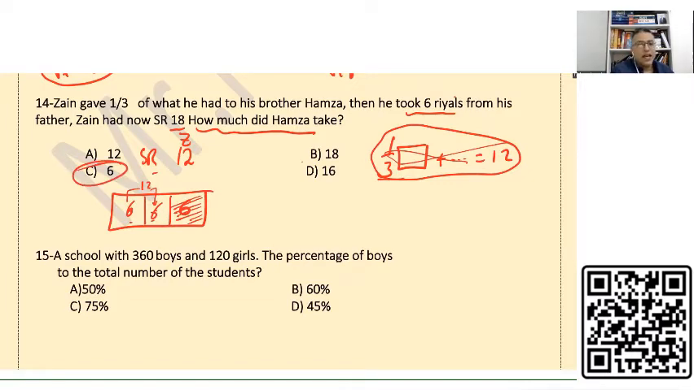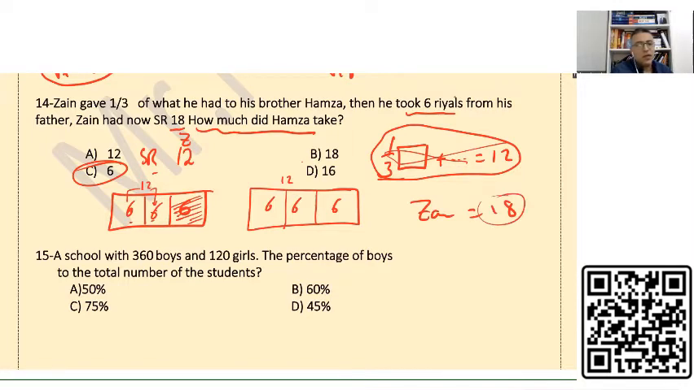Again, Zain gave a third of what he had to his brother. So if Zain has an amount, he divided it into 3 parts, and gave one to his brother. Then he took 6 from his father, and the total is 18. Before he took the 6 from his father, he had 12. So 6 and 6 and 6. So the total amount of money with Zain is 18. A third of 18 is 6, which is given to Hamza. So the remainder is 12.